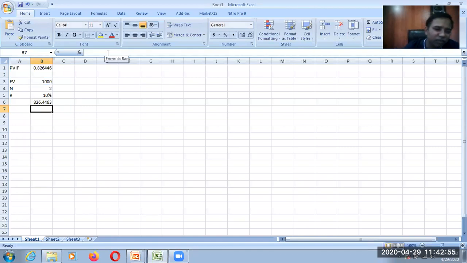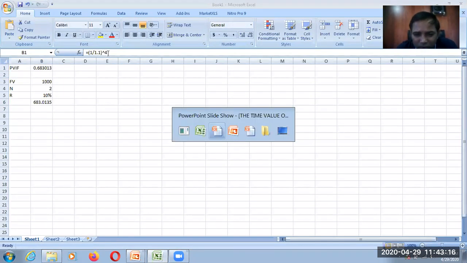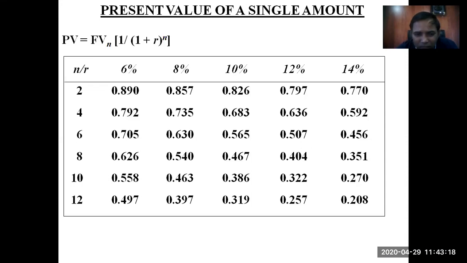Now if the period is increased from 2 to 3 years, then it will be this one. If you are going to receive an amount after 4 years, then it will be this. So this is how the respective present value can be calculated. These are the various factor rates.